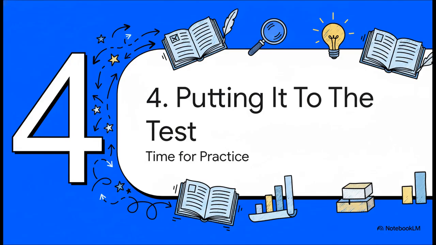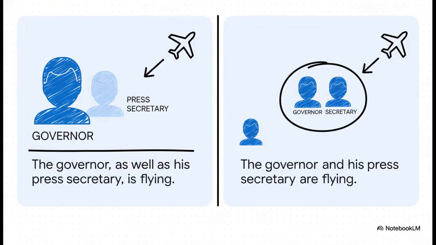Now that you have the rule, the absolute best way to make it stick is to practice. So let's put it to the test with a few more quick examples. You'll get the hang of it in no time. Seeing these two sentences side by side makes it all click, doesn't it? On the left, as well as, is our intervener. We ignore it. The subject is just the governor, so the verb is. But on the right, the word and creates a real plural subject, the governor and the secretary, which needs the plural verb are. See? That one word changes everything.